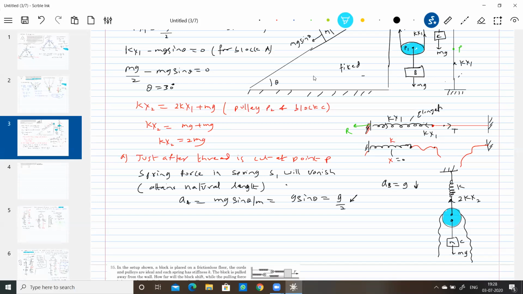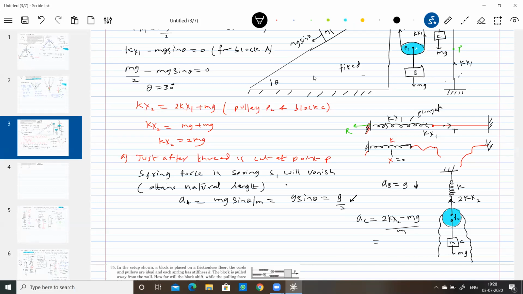2kx2 minus mg. So together with the pulley P2, the block will experience a force 2kx2 minus mg. So what is the acceleration of C? It should be equal to 2kx2 minus mg by m. What is the kx2 value? Sir, 2kx2 is 2mg, sir.